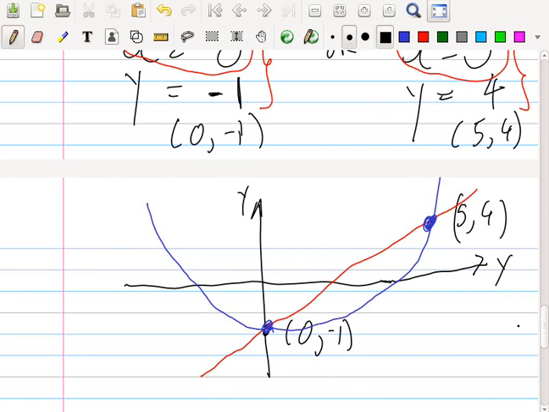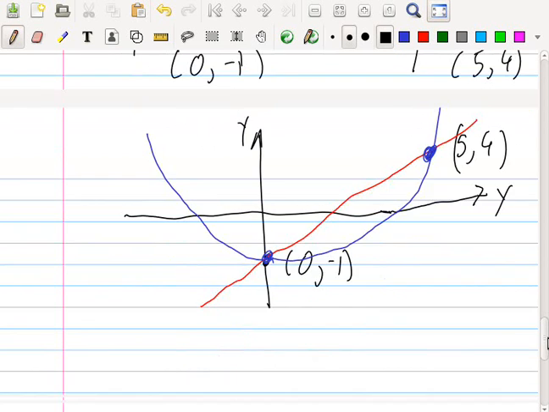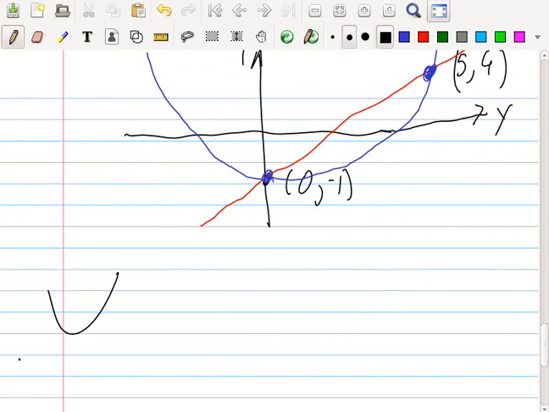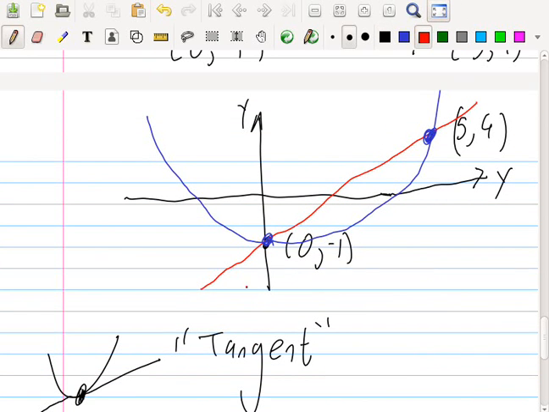Does anybody know the name of the line that touches here only once? So suppose that the answer was like this instead, that there was only one solution because the line touches the quadratic only once. Does anybody know the name of this line? Tangent line, yeah. And what about the line that cuts it twice? Like this one here. Anyone? The chord, yeah.